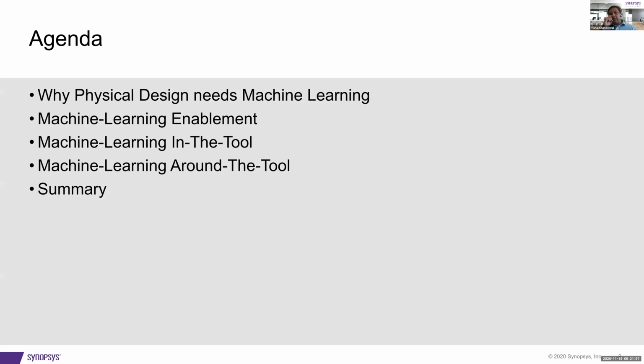The agenda for the talk is quite simple. I really want to start by motivating why physical design needs machine learning. I want to touch upon a few enablement issues because, as I said, productization is key. So we need to touch upon what it takes to really productize ML features at a semiconductor design company. And then I'll share some of the ML work we've been doing both in the tool and around the tool, and then I'll have a short summary at the end.